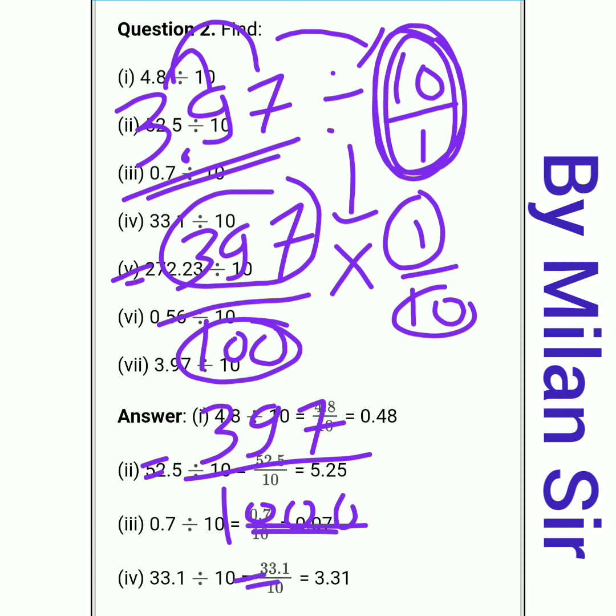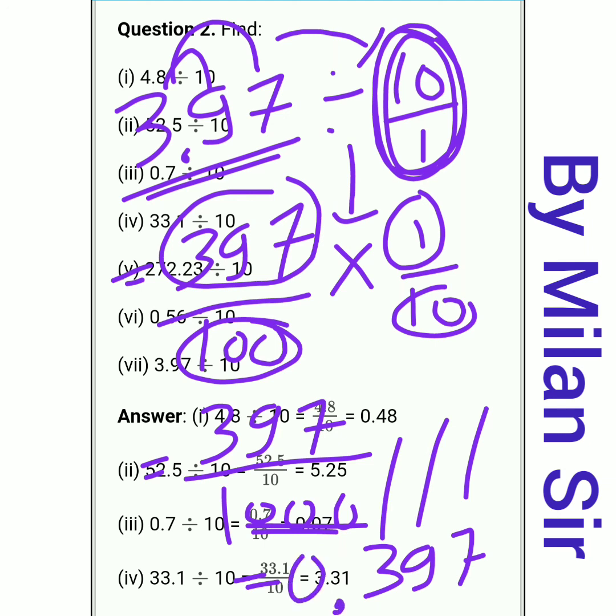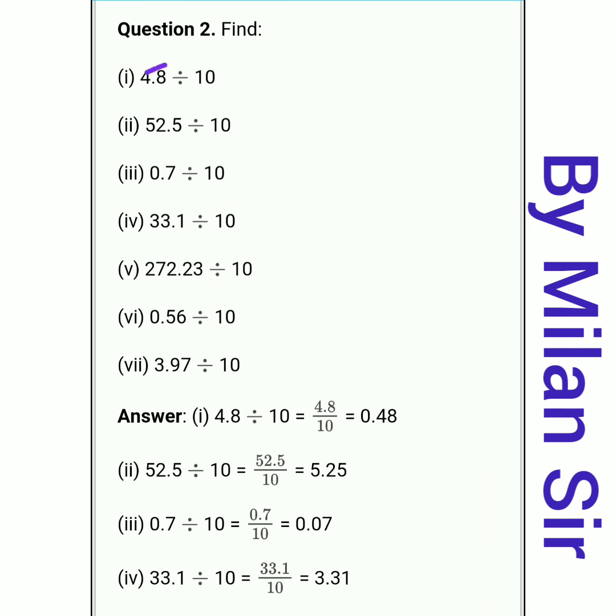So here we have three zeros in the denominator, so in the numerator we need to put the decimal point before 3 digits. So 397, before these 3 digits we put the decimal point, before that nothing is remaining, so 0, so our answer is 0.397.